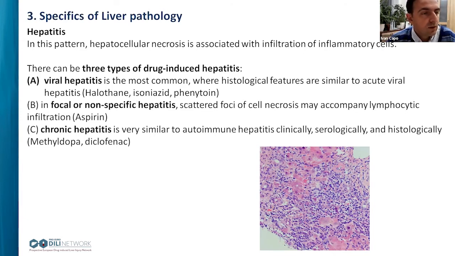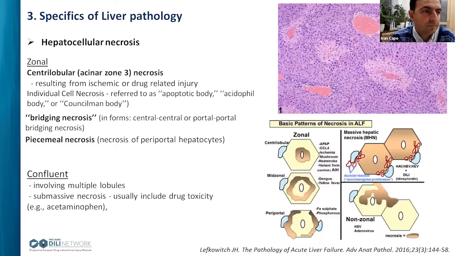Also, the focal or non-specific hepatitis actually represents a small focus of necrotic hepatocytes, which is accompanied by lymphocyte infiltration. We can see it with the use of aspirin, and chronic hepatitis can be caused by diclofenac and methyldopa. All these changes we can find in the liver, but I didn't find any animal model which is highly connected with these drugs, that they are used to produce this animal model.